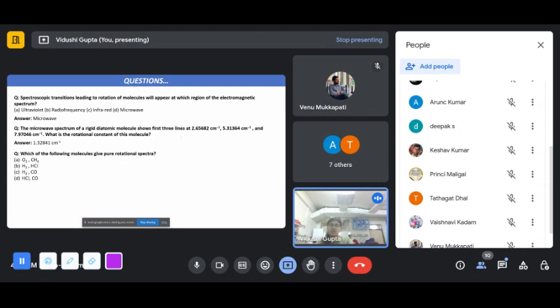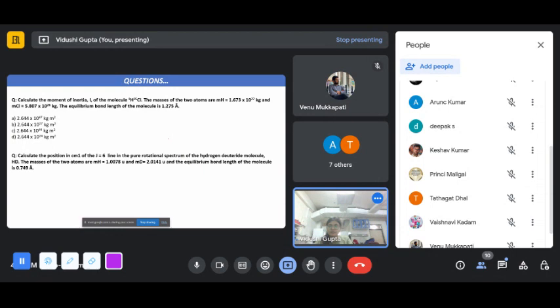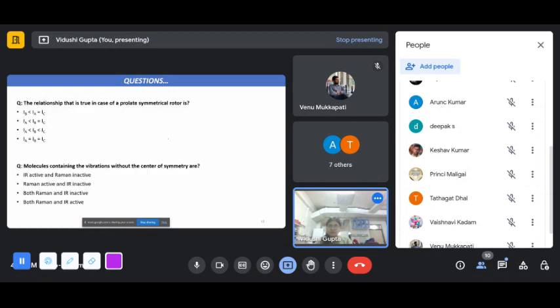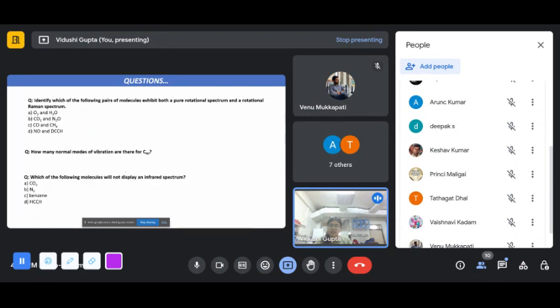Then we discussed how to calculate the rotational constant values. If the values of the first lines are given, we know that the difference in the energy level is denoted by 2B. So you just have to subtract the second and third lines. Then you calculate the value of B, that is the rotational constant. Then the relation for the prolate symmetric rotor is denoted by this. For a molecule with a center of symmetry, vibrations are not both IR and Raman active.